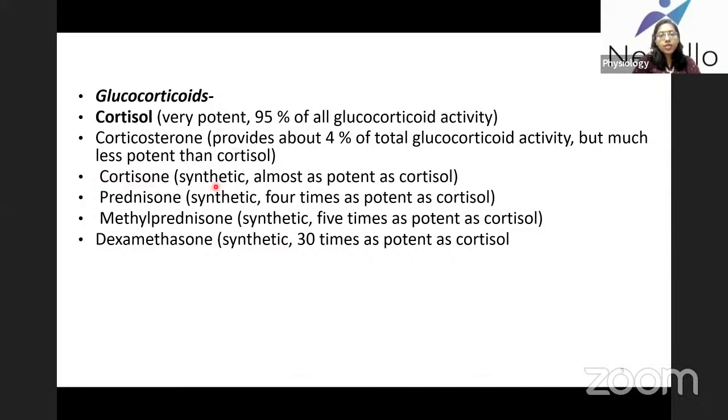We have cortisol, which is synthetic and almost as potent as cortisol. We have prednisolone, which is very commonly used, especially during the COVID times. This particular drug has been used frequently, and it is synthetic, 4 times as potent as cortisol. We have methylprednisolone, which is synthetic, 5 times as potent as cortisol. And we have dexamethasone, which is 30 times as potent as cortisol. So every time these drugs are administered, there are a lot of side effects, which we are going to discuss in the mechanism and the physiology of action of cortisol.